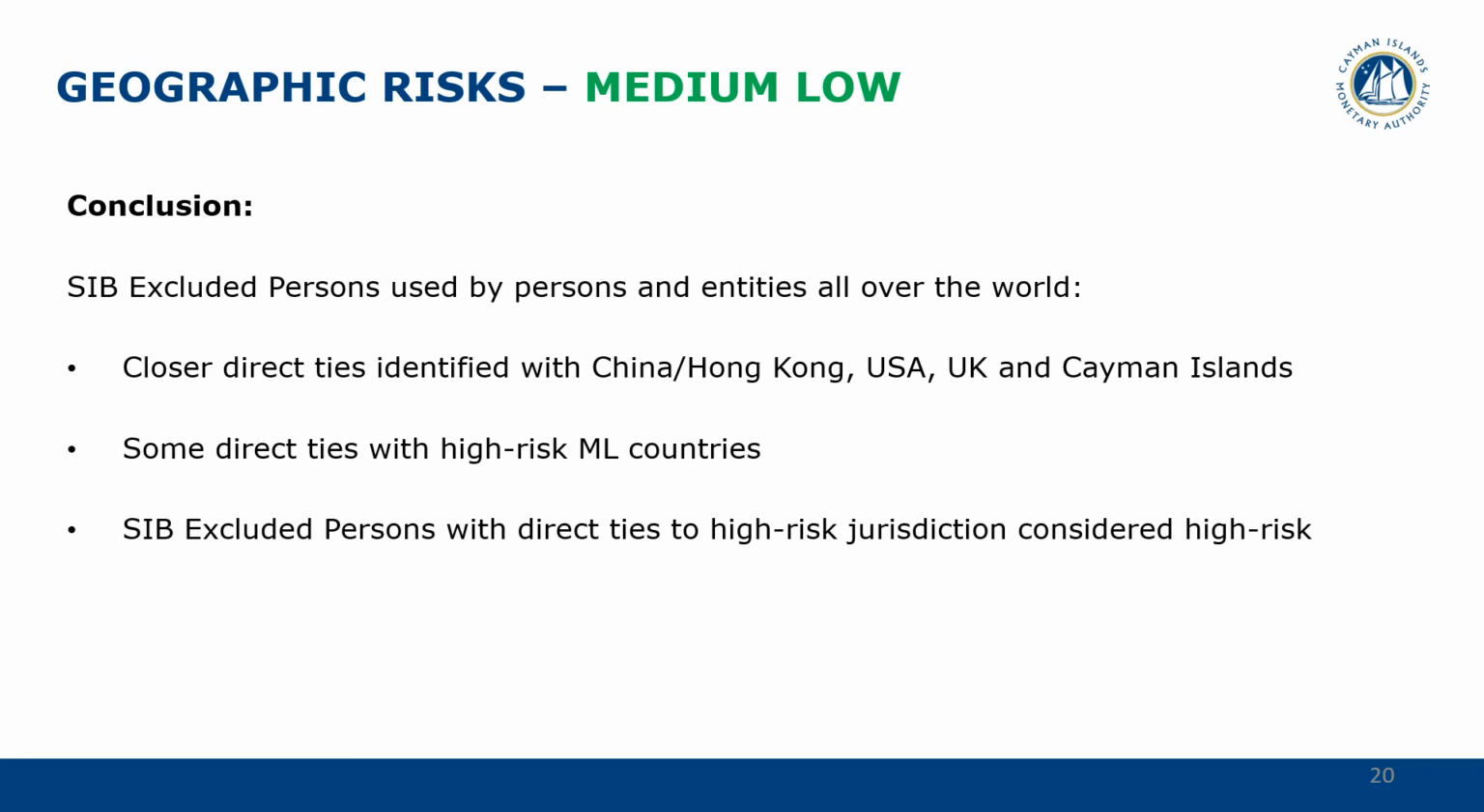So although CbP EPs were used by persons and entities all around the world, the evidence suggested that the biggest ties were by far with China, Hong Kong and the Far East, the USA, the UK and the Cayman Islands. Only around 1.6 or 1.7% respectively of connections with beneficial ownership, shareholders or customers and clients were with what were deemed to be high-risk money laundering countries. And although there were these links, the vast majority were not with countries that were traditionally thought of as high-risk jurisdictions. So on that basis, the overall risk rating for geographic risk was deemed medium-low.